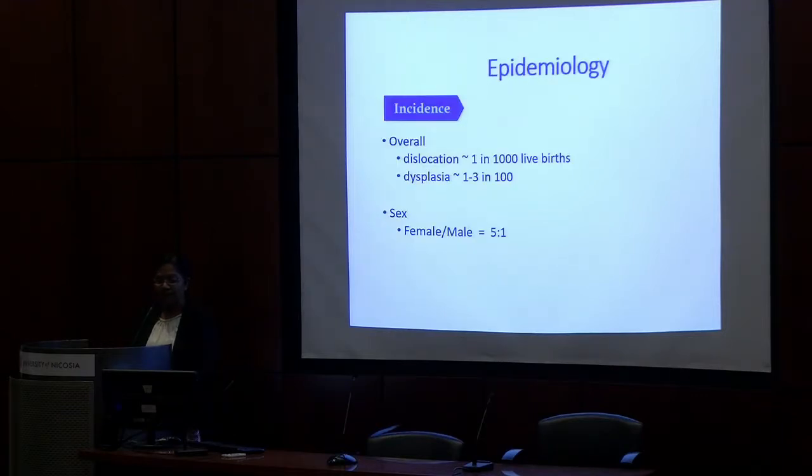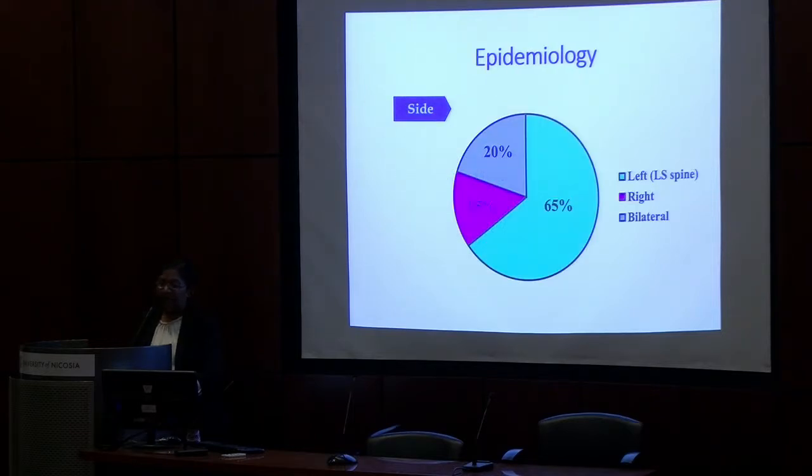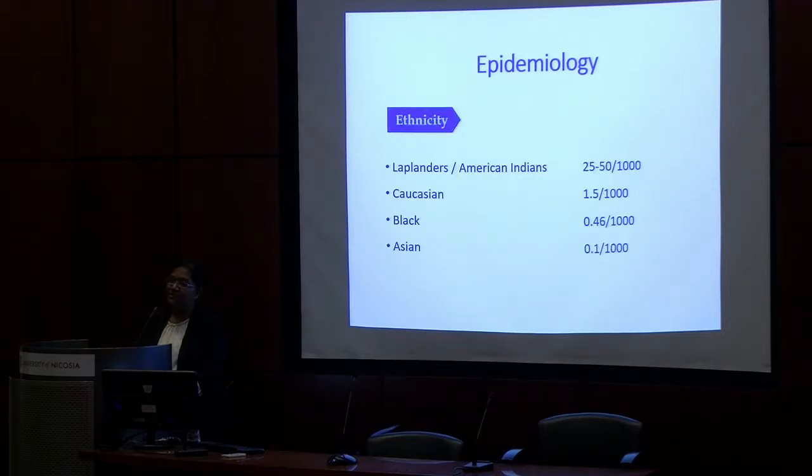So who does DDH happen to, or how common is it? The overall incidence of dislocation is approximately 1 in 1,000 live births, and dysplasia itself is more common, about 1 to 3 in 100. It typically affects female babies more than males. There's also an association with the laterality. Most commonly, it's the left hip, and about 20% are bilateral, and the remainder is the right side. There's also an association with ethnicity, in terms of it being more frequent in certain populations, and we'll talk about why that might be in a few moments.